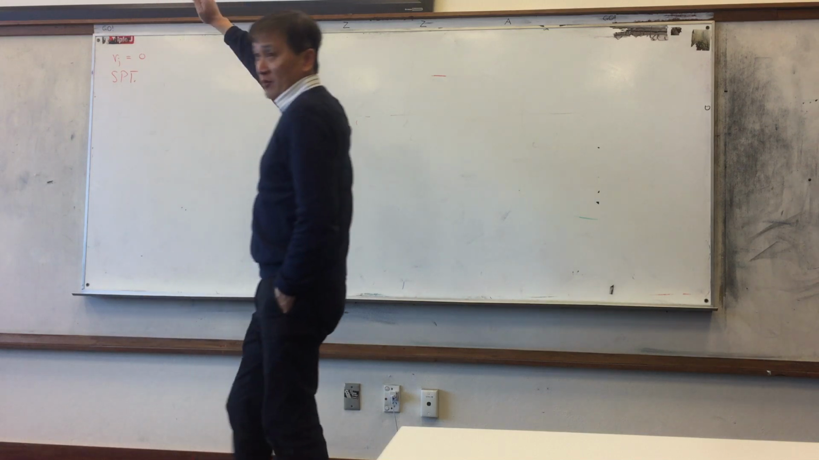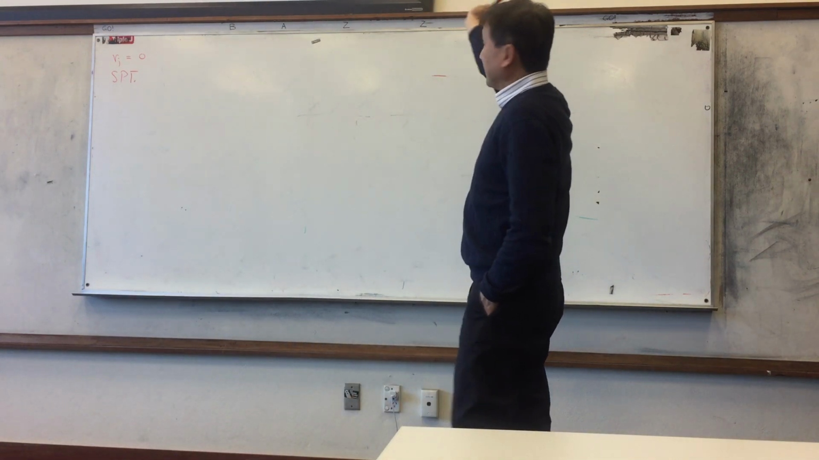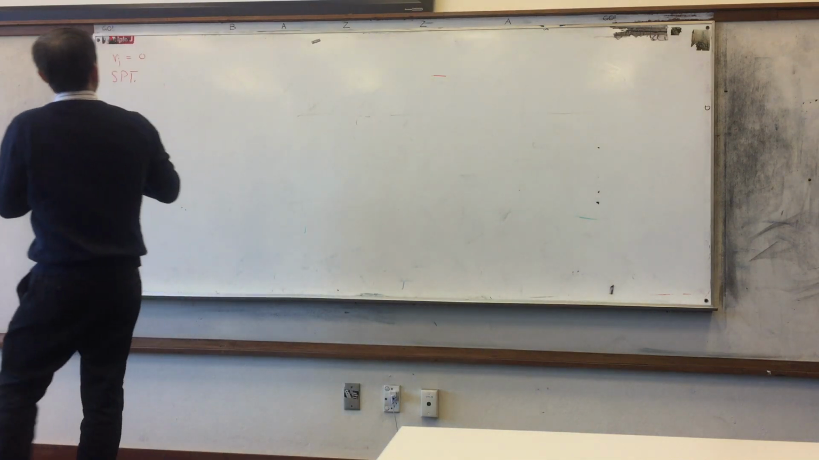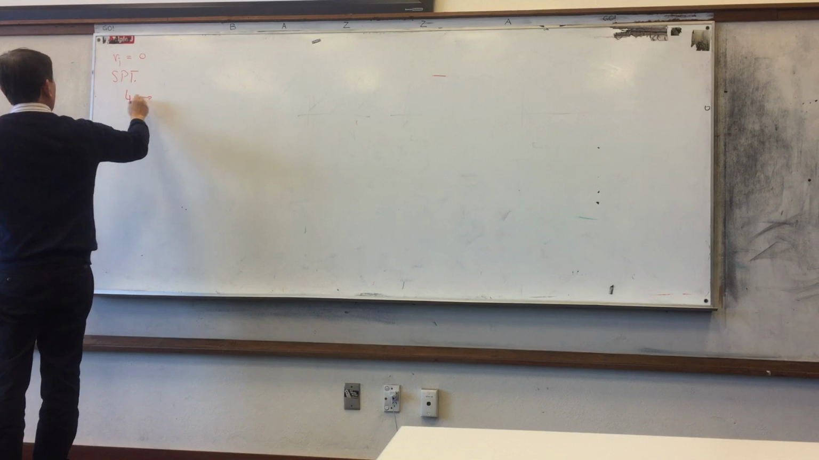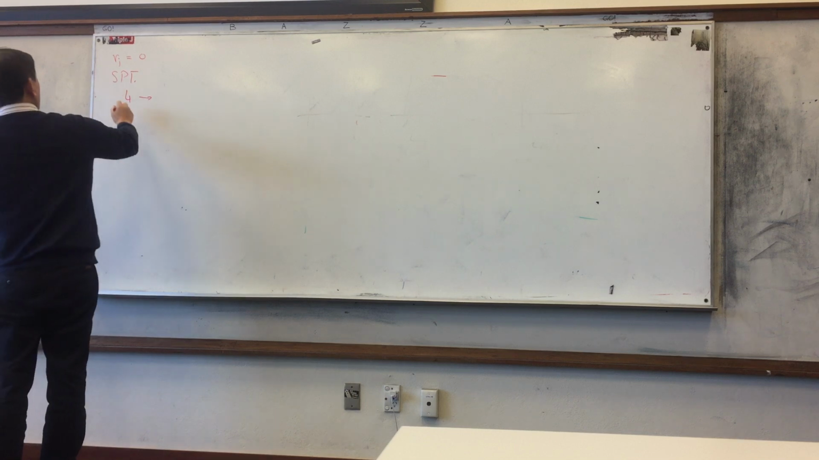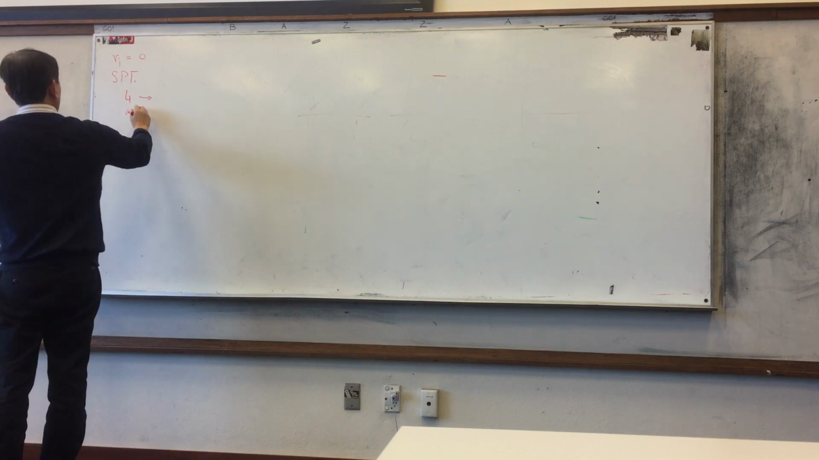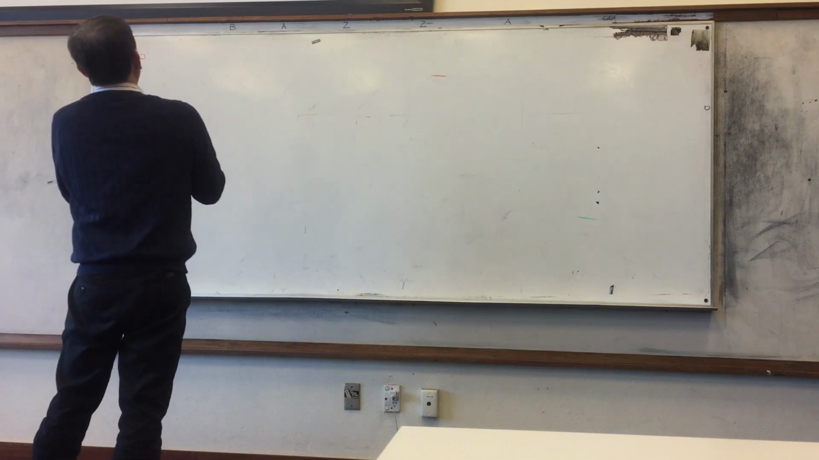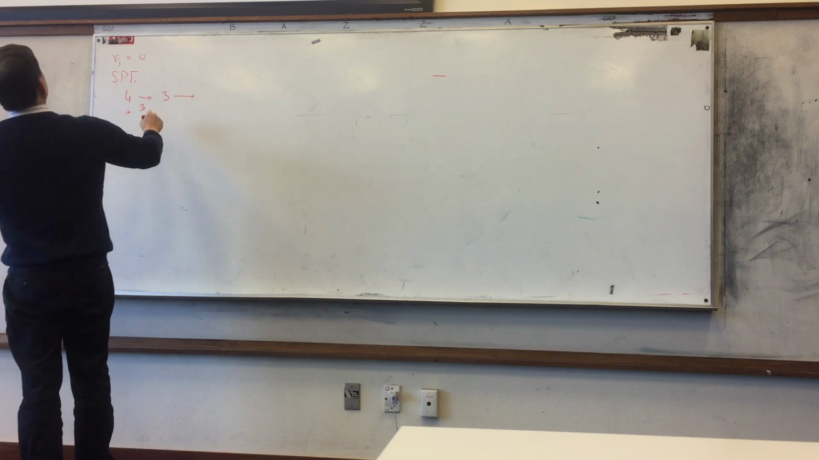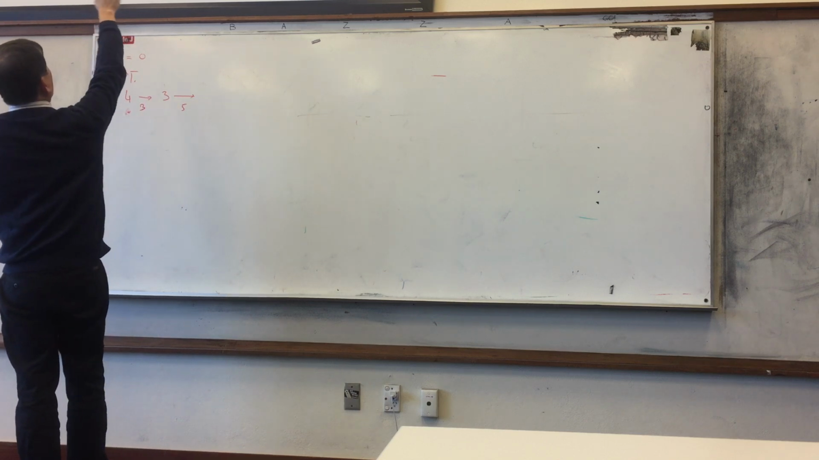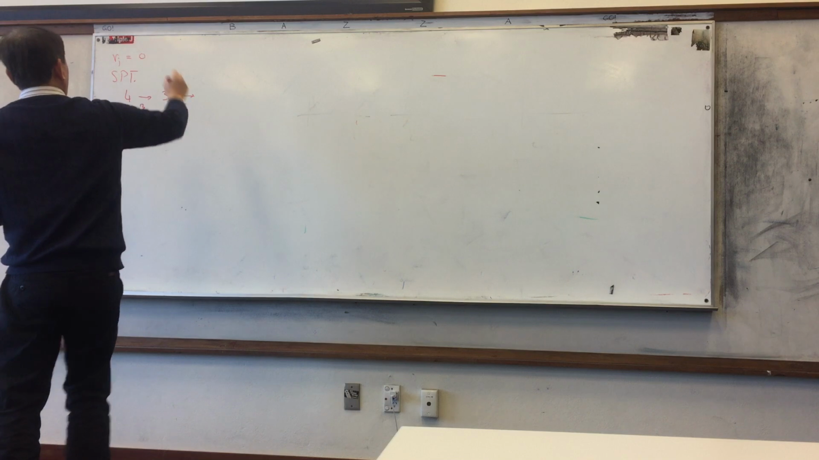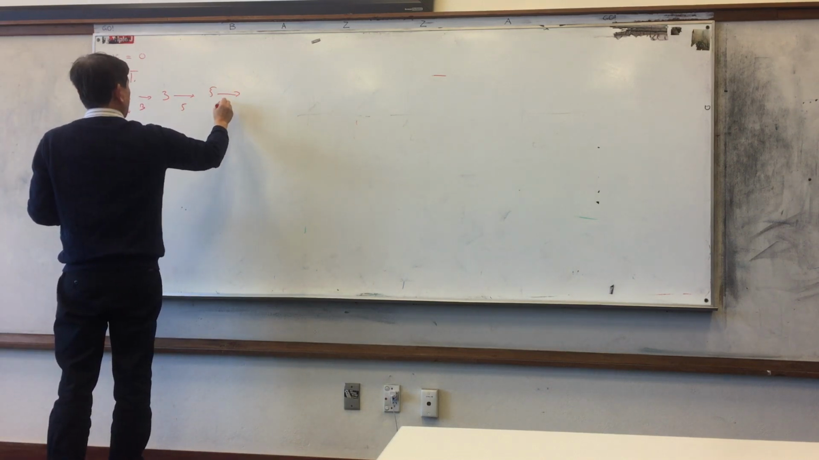We have to rank the jobs in terms of the processing time. The shortest one is job 4, which takes 3 hours, so put it here, 3 hours. Then job 3 requires 5 hours. Then job 5, which requires 6 hours.